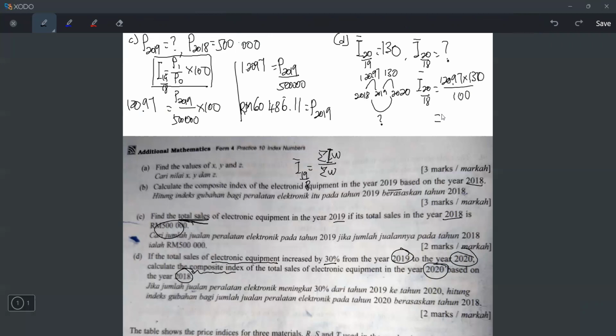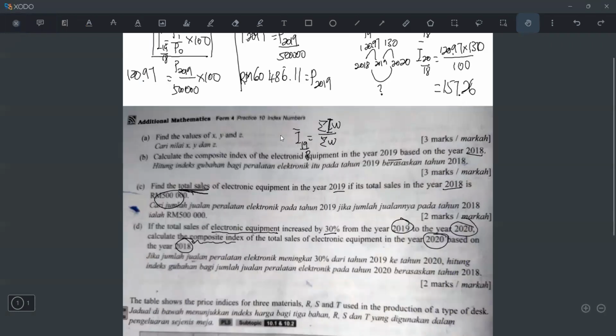157.26. Yes, 157.26. Right? I also pressed it on the calculator, same one. Okay? Just to verify, because I was afraid I got it wrong. So I also pressed it. Yep, you're correct. Okay, so just check the answers.